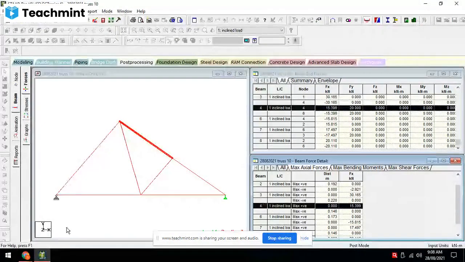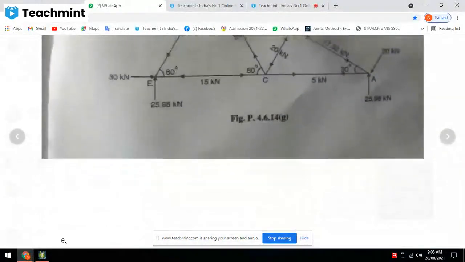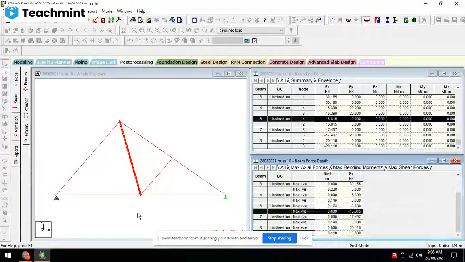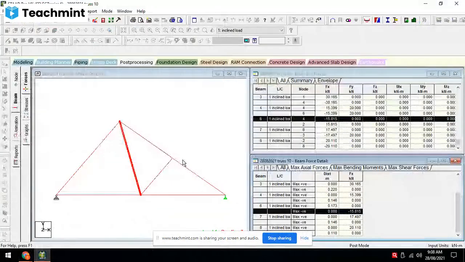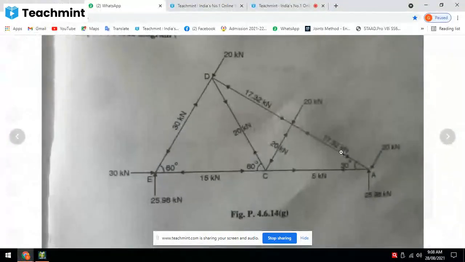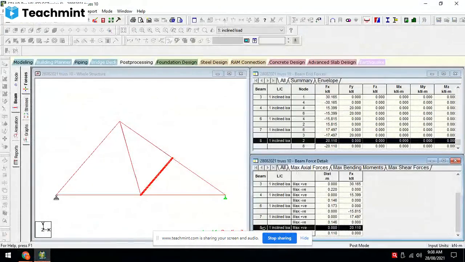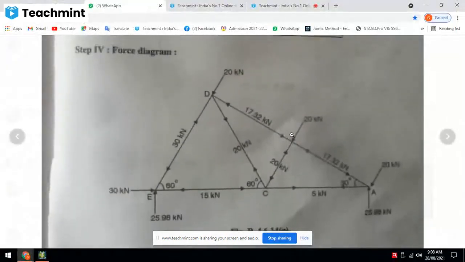Then it is 15.4. It is 17.32. Okay, some values are matching, some values are not matching. It is 15.82. It is 20. Maybe due to the dimensions being changed, the values are somewhat different. Then it is 17.5. 17.32. That is matching. 17.32 is matching. 20. Yes, this member is 20.